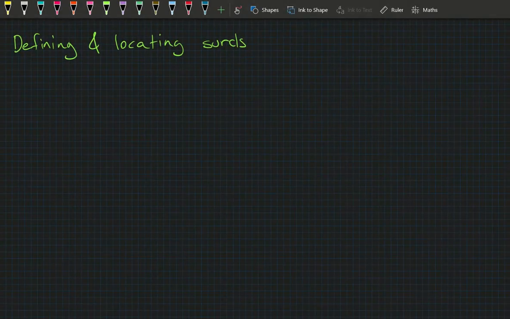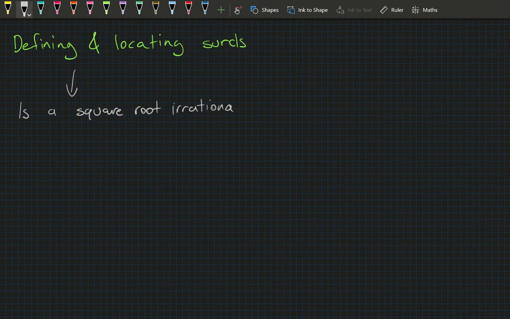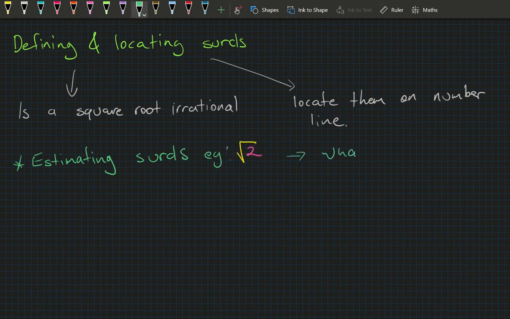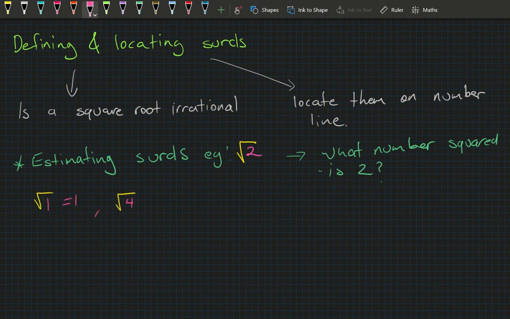In this section, the task will be defining if surds are rational or irrational, and then locating them on the number line with some rational numbers. Looking at rational numbers on the number line is fairly easy. However, we'll need to estimate surds. So for example, estimating root 2. So what number squared is 2? So we know the square root of 1 is equal to 1, and the square root of 4 is equal to 2.